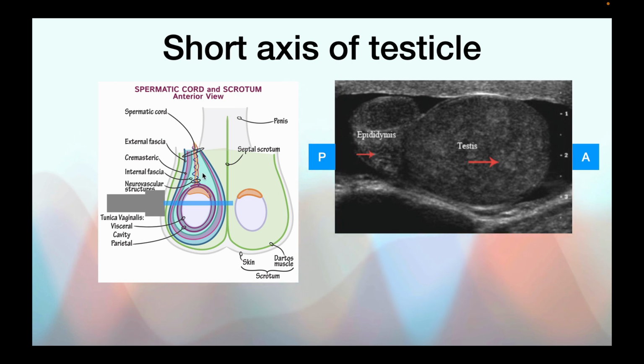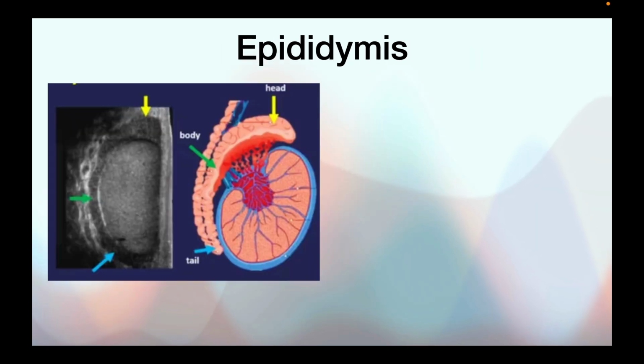The higher up you go, the more of the epididymis you'll see right here, which looks like a half circle just behind the testes. The epididymis is an important structure. It has a head, a body, and a tail, and it contains the tubules that eventually become the vas deferens.